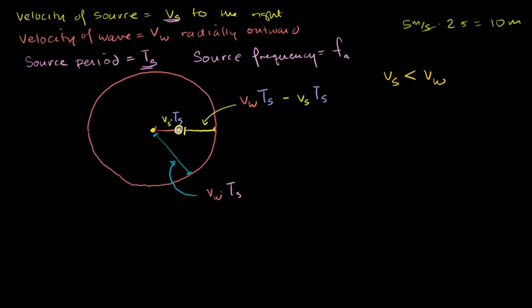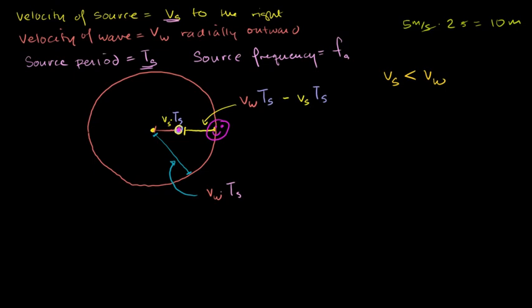So let me ask you a question. If you're sitting right here, if you're the observer, you're this guy right over there. And you've just had that first crest, at that exact moment, that first crest has passed you by. How long are you going to have to wait for the next crest? How long until this one that this guy's emitting right now is going to pass you by? Well, it's going to have to cover this distance.